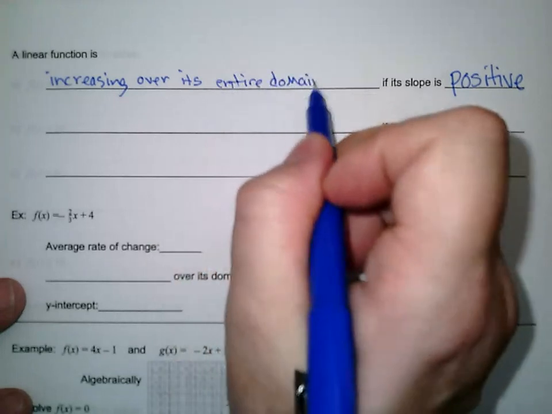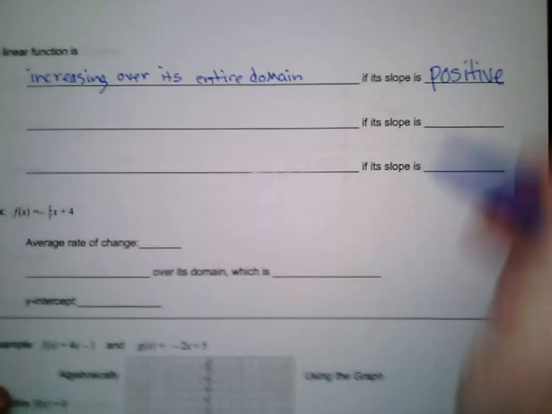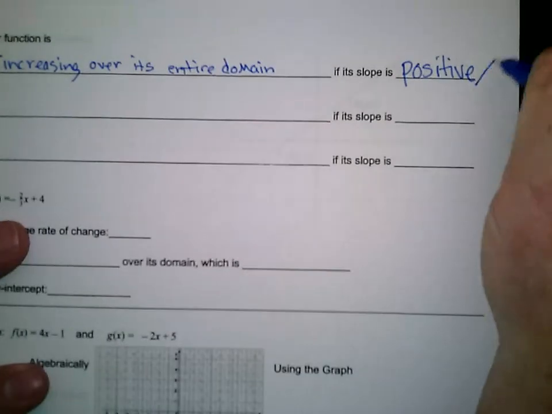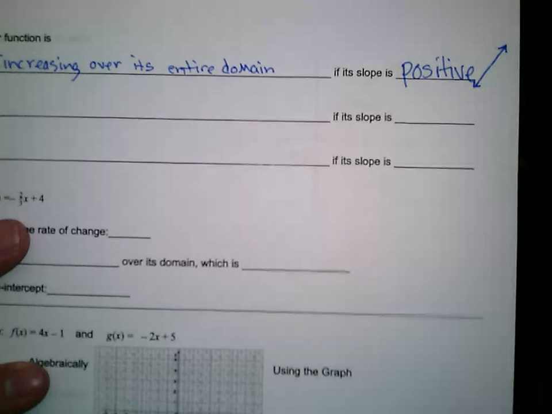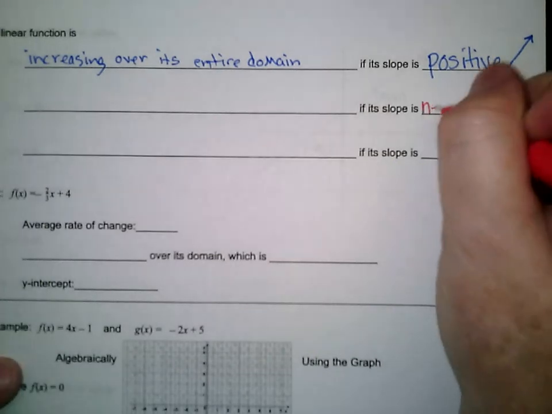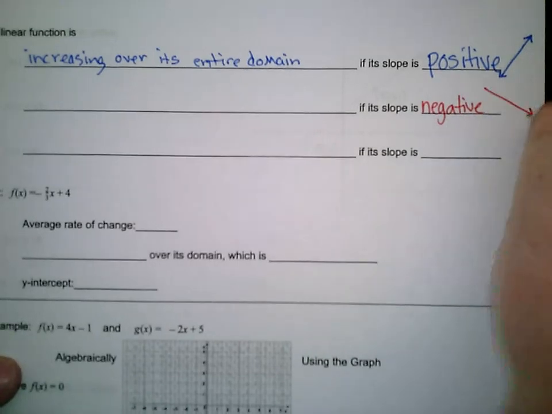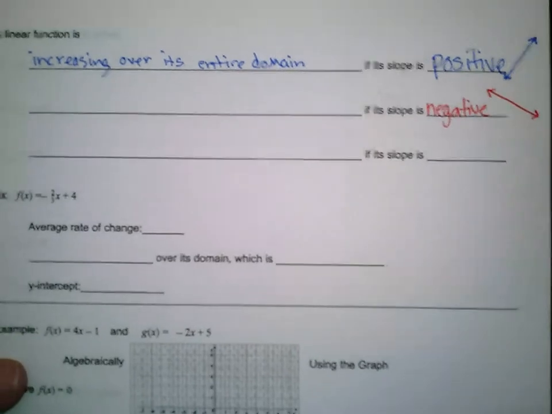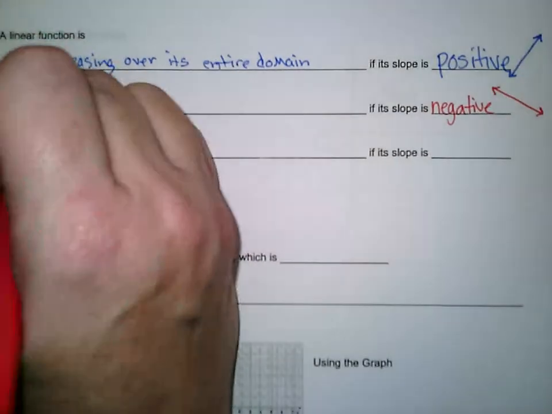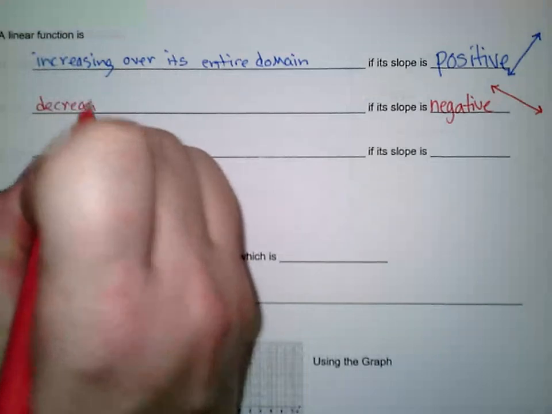The domain for a linear function will be all real numbers, or negative infinity to infinity. If the slope is positive, that means the line is slanting upward, which means the function is increasing everywhere. If the slope of the linear function is negative, that means our line is sloping in the negative direction from left to right, then that function is decreasing over its entire domain.